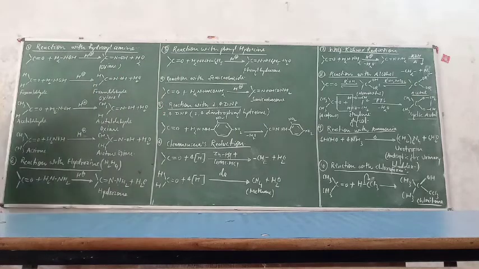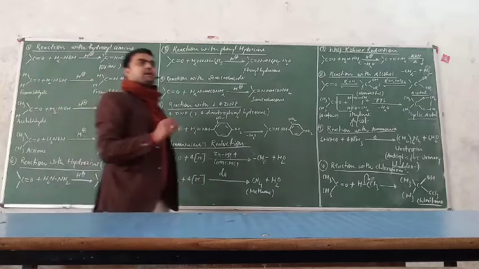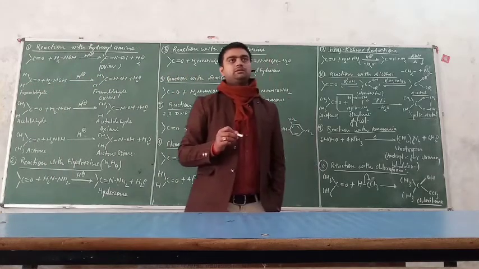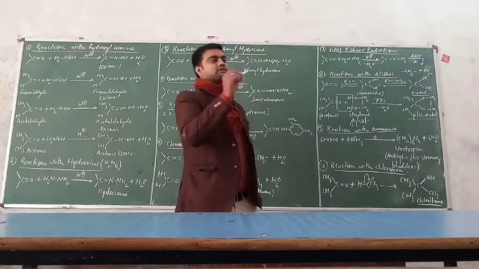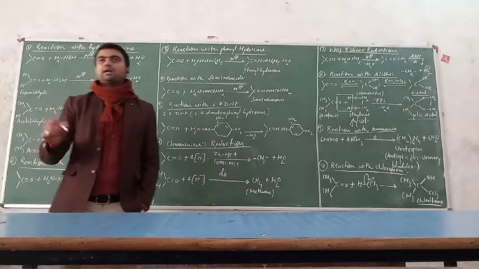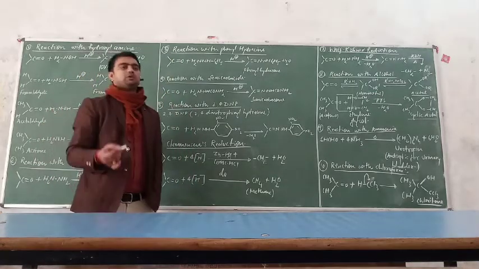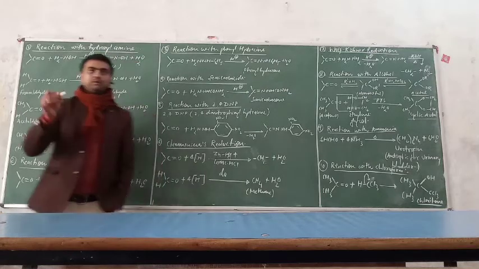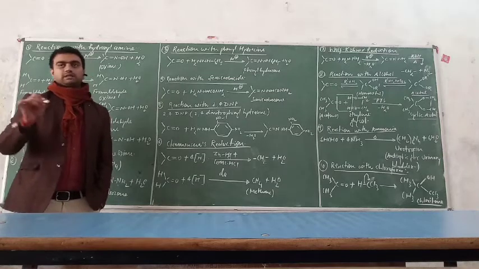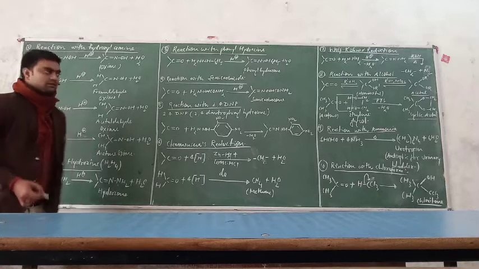The first reaction is with hydroxylamine. When the carbonyl compound reacts with hydroxylamine, then oxime is formed. You have to remember this point: when any carbonyl compound, meaning either aldehyde or ketone, reacts with hydroxylamine, then the oxime is formed. Clear? You can see the reaction.